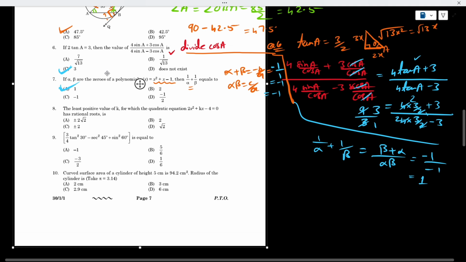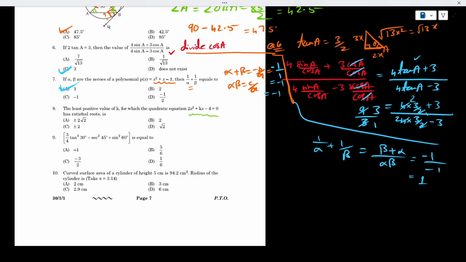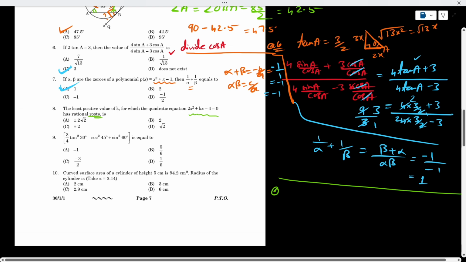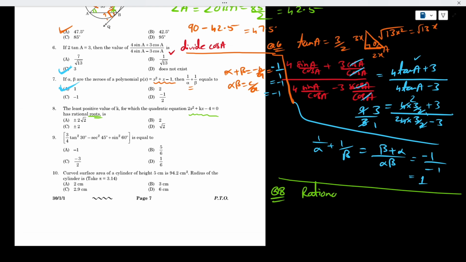It says: the least possible value of k for which the quadratic equation 2x square plus kx minus 4 has a rational root. So first, you should know how we get rational roots. You get them if you remember the quadratic formula. The discriminant is b square minus 4ac, and the quadratic formula is minus b plus minus root b square minus 4ac by 2a.